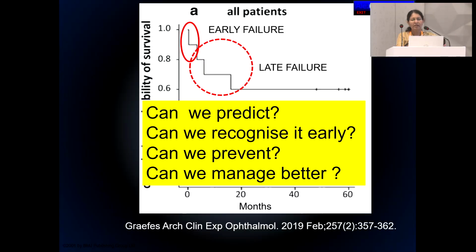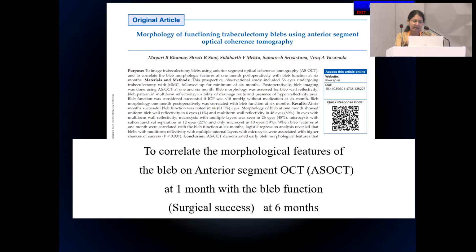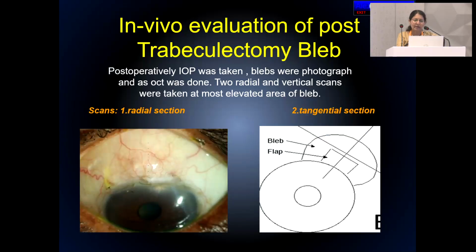So coming back to the first slide, can we predict this bleb failure? Can we recognize it early? Can we prevent by diagnosing this early and manage it in a better way? So the most important step in the management of a failing bleb is to recognize its presence. And for this aim, we conducted a study to correlate the morphological features of the bleb on AS-OCT at 1 month with the bleb functionality or the surgical success at 6 months.